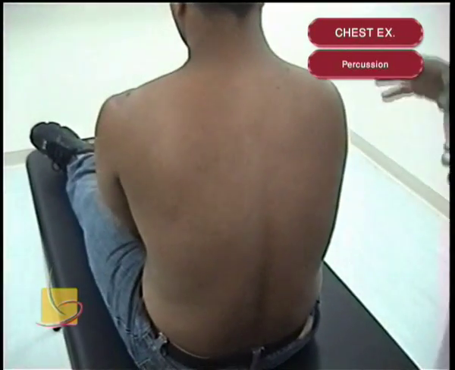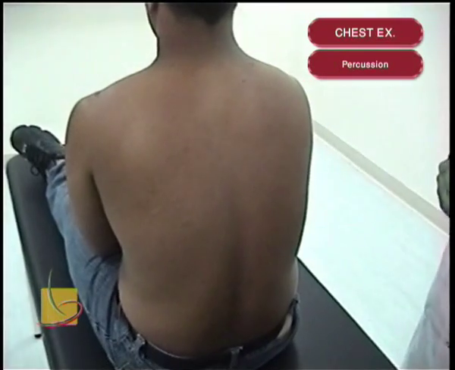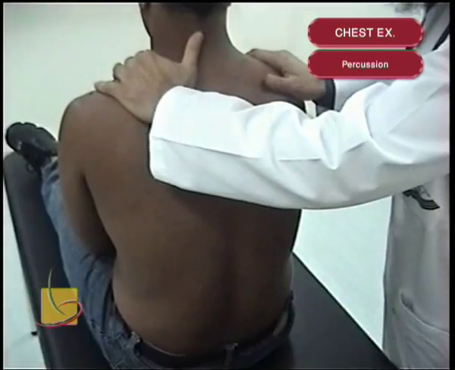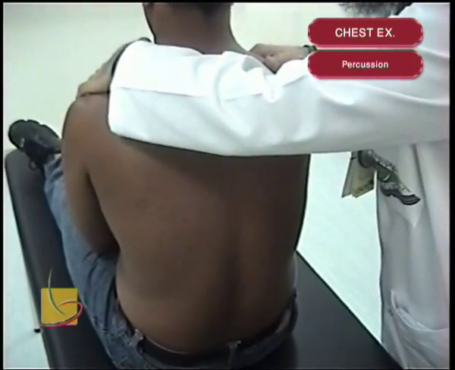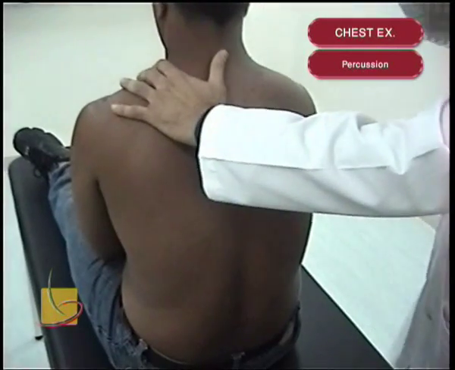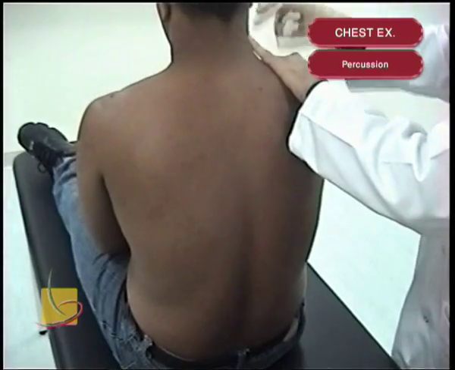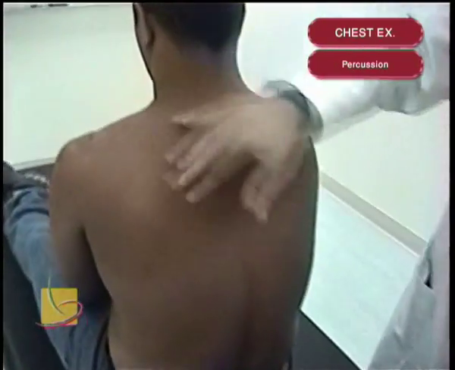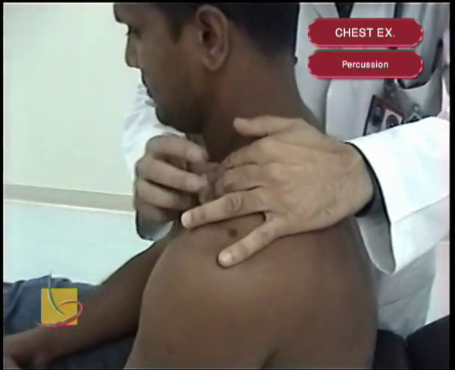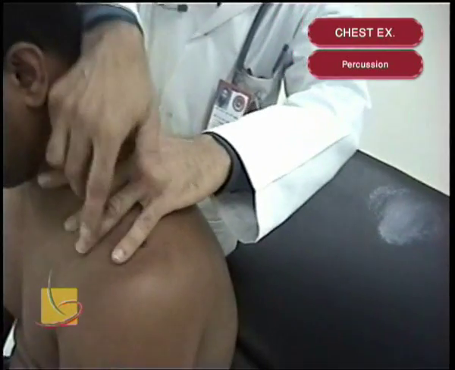If you are asked from the beginning to percuss only the back and not the front, in that condition don't forget to percuss the apex also, but not the clavicle. So if you are asked to percuss the back, percuss the apex. The same technique, both sides, but no need to percuss the clavicle, because the clavicle is considered to be part of the front. But the apex itself can be percussed from the front, from the back, like this, the other side also.